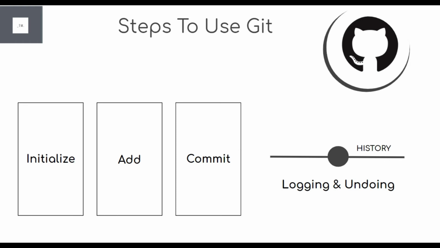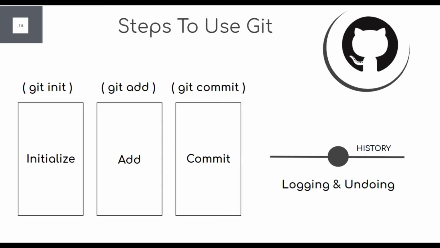So yeah, this line is for history, and this is the milestone, you can say. And then we have git init, git add, and git commit. Those are the commands we will be using while we work with Git.